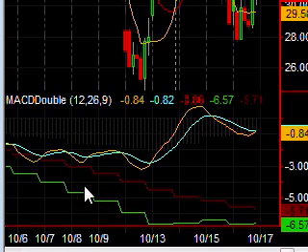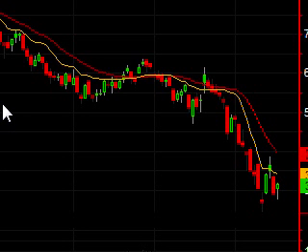Like for instance, here you see the daily is going down, but it's starting to reverse, right? The histogram is shrinking, and here you've got an hourly crossover. Maybe it's time for a trade. Who knows? So this is a clip of my daily chart.